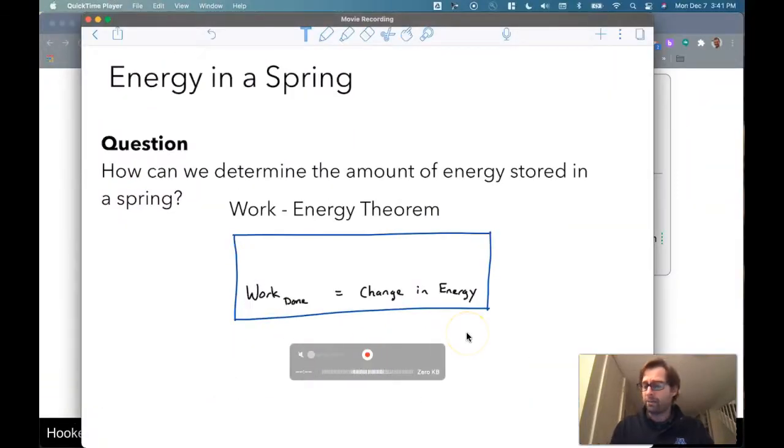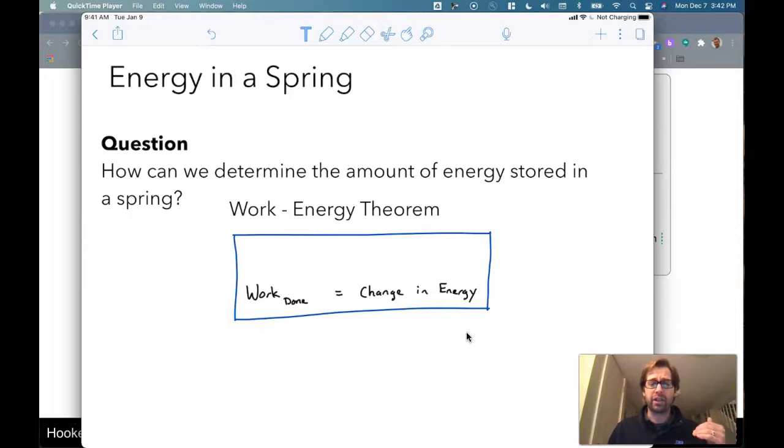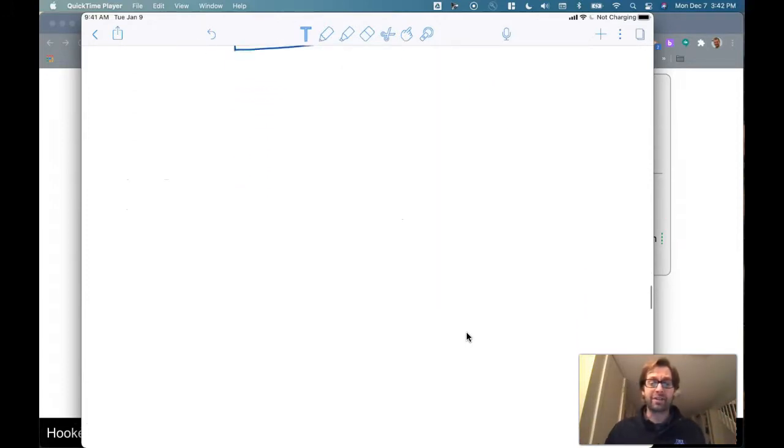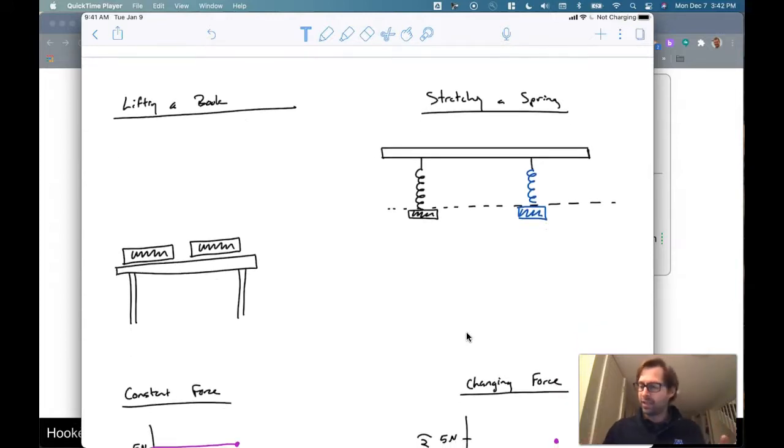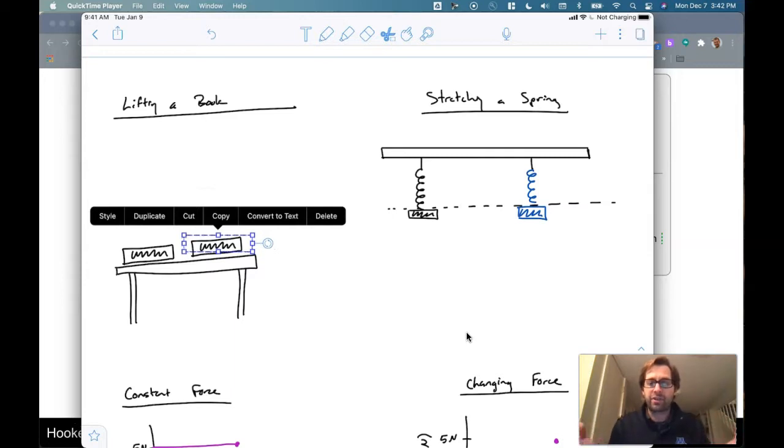To do that, we really have to go back to this idea of work and energy and how they're related. To help us illustrate this, I want to think about something different than springs for a second. I'm going to have an example of just lifting a book off of the table. Let's think about the energy transformations that happen when that takes place.